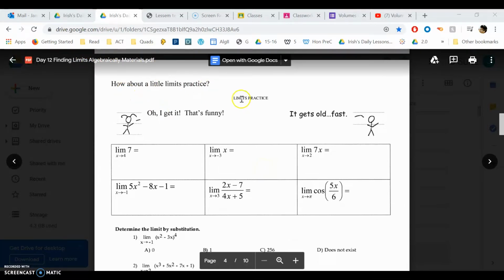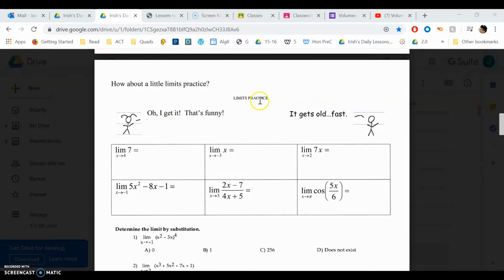Well, how about a little limits practice to start? Get it? Limits practice, and it's written really small. Little limits practice. Yeah, that's funny.